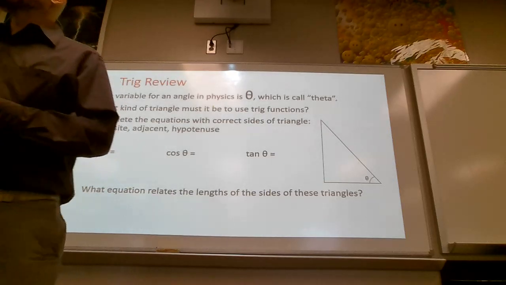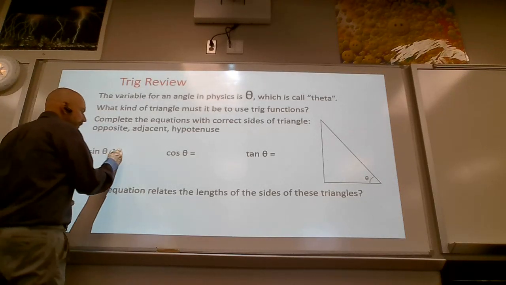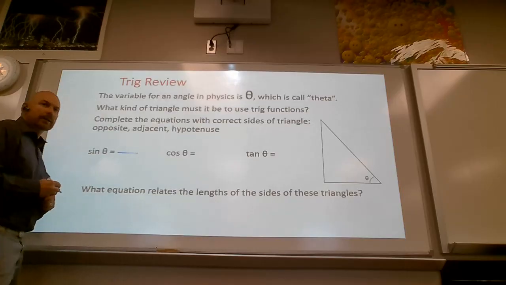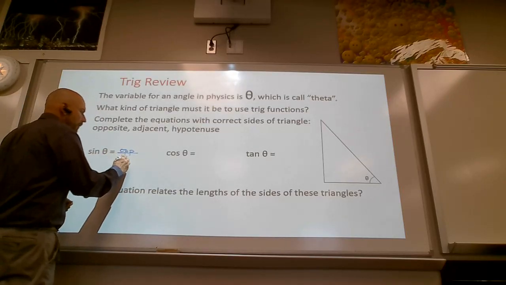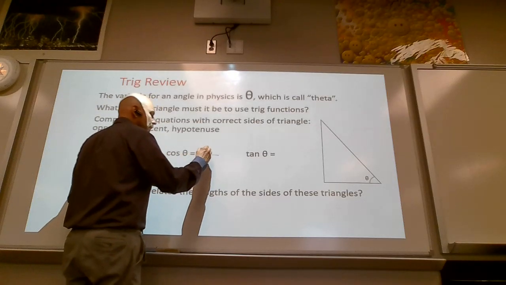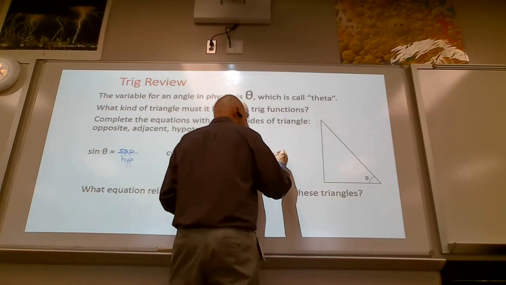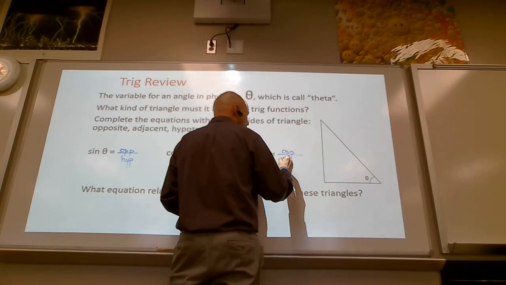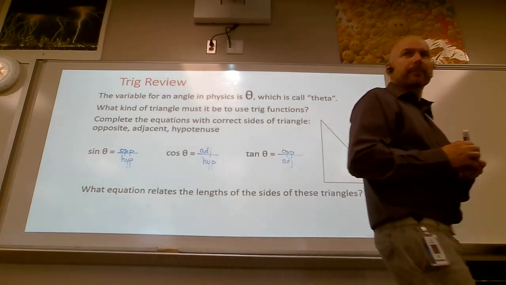Alright, hopefully this is in your brain already. Sine is what? Opposite over hypotenuse. Cosine is adjacent over hypotenuse, and tangent is, okay. I don't care how you get it in your brain, it just needs to get in your brain.